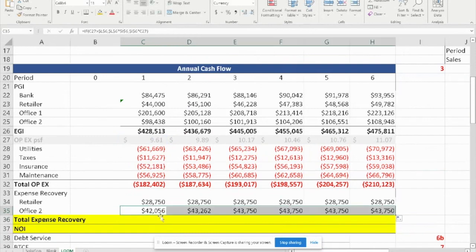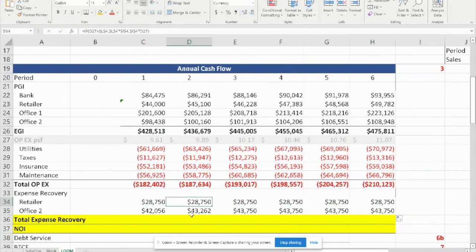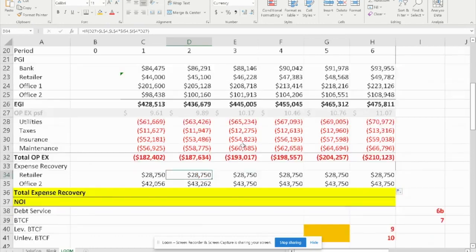And you'll notice that it's not going to be the same amount year over year, because in some years the expense cap is greater than the expense per square feet, and in some years it's less. So that's why, unlike the retailer, where the expense cap was always less than the OPEX expense per square feet, for Office 2 the expense cap is not always less than the OPEX expense per square feet.